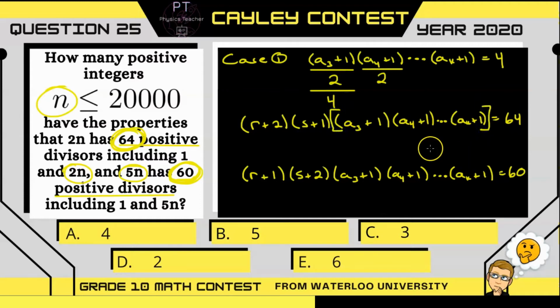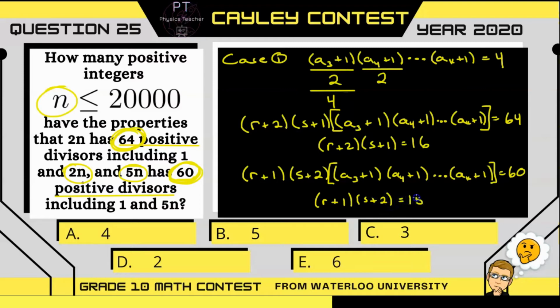Now going back to these two equations that we had before, if I substitute 4 in for the product of these integers, I can rearrange, divide both sides by 4 to get the following equation. (r + 2)(s + 1) will be equal to 16. And I can do the same thing in our second equation, where I substitute that entire product as 4, and I'll get (r + 1)(s + 2) will be equal to 15. Now let me rewrite these equations, 1 and 2.